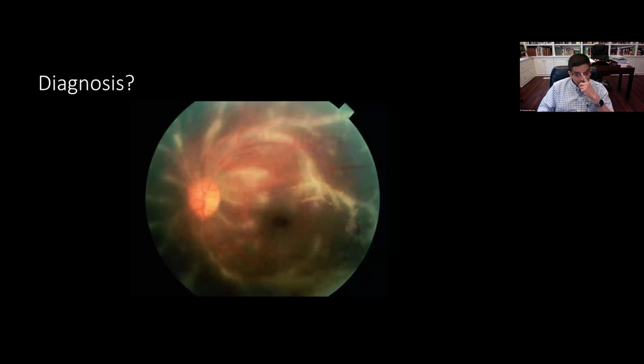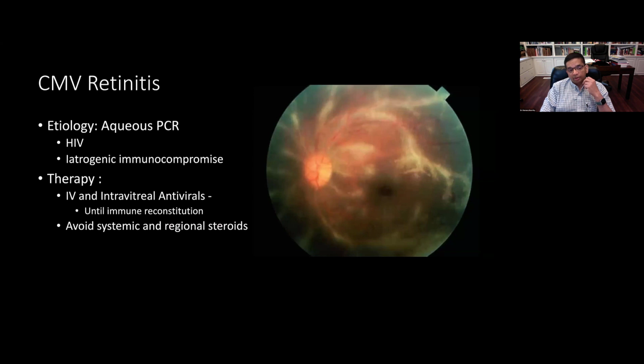Here's a patient who is HIV positive with CD4 counts of 10, who presents with sudden vision loss in the left eye and floaters. So this patient has frosted branch angiitis from cytomegalovirus. This patient is likely HIV positive and/or has iatrogenic immune compromise.